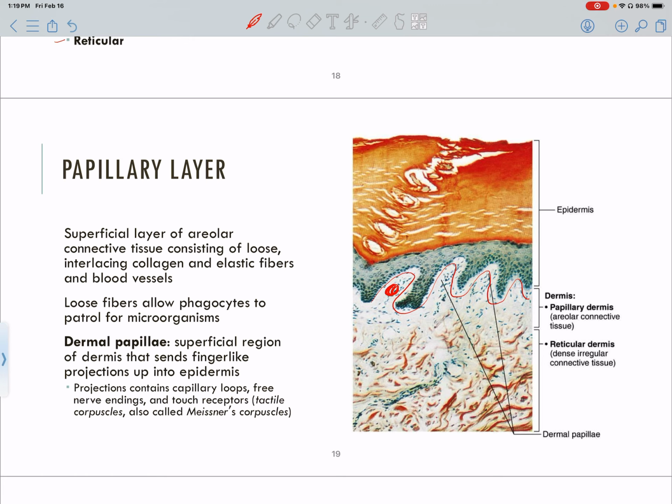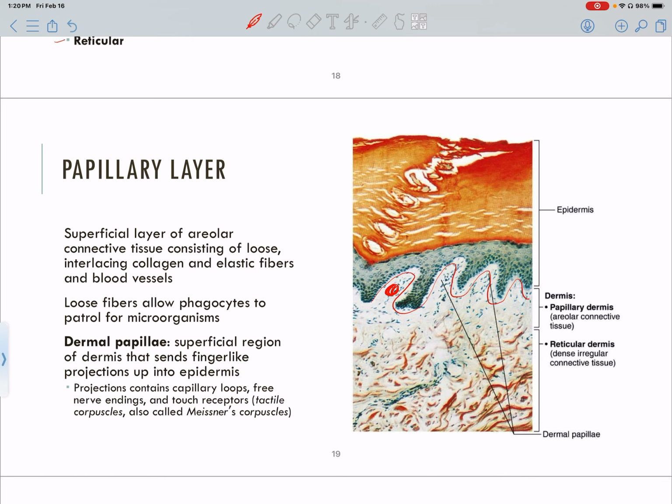I do want to point out that the Meissner tactile corpuscles that you identified in lab on the integumentary skin model, they are distinct from the tactile or Meissner cells that are found in the epidermis. So one are receptors, so those are the ones that are in the dermal papillae, and one are actual cells, not a receptor structure itself.